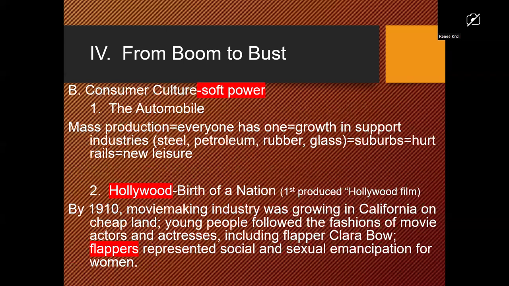The steel industry, petroleum, rubber, glass, it's going to cause more building of the suburbs. It's going to hurt the railroad and it's creating new leisure. So all of these things that I have with equal signs, memorize this right here because you have a test question on it. I don't have any test questions on Hollywood or the flappers, but they are on your test because they're key terms. So making sure you know them is very, very important.